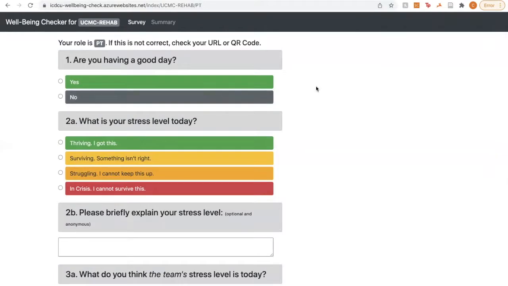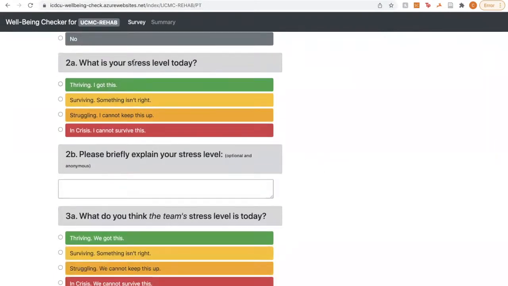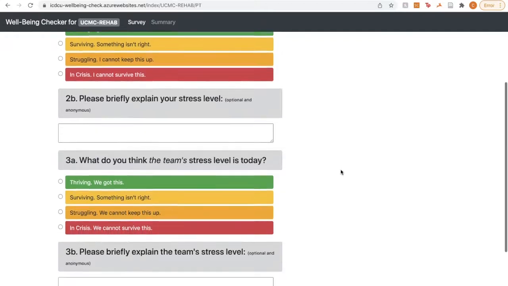First one, are you having a good day? Yes or no. 2A, what is your stress level today? So please specify your personal level of stress. Best is thriving, everything's okay, no issues. After that, there's surviving, it's not great, but we're coping. Then struggling, not doing well, and in crisis, something needs to be done.